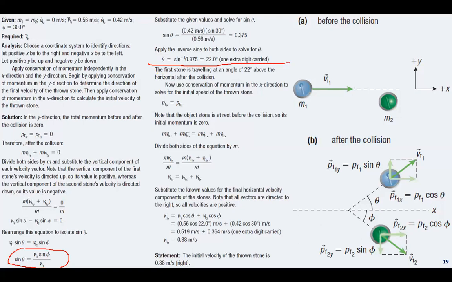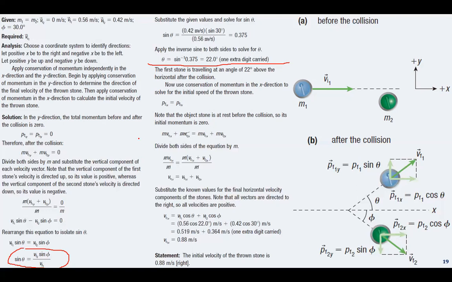So the first stone is traveling at an angle of 22 degrees above the horizontal after the collision. Now we can use conservation of momentum in the x direction to solve for the initial speed of the thrown stone. We have the following relationship: Pix equals Pfx. Note that the second stone is at rest before the collision, so its initial momentum should be 0, right?